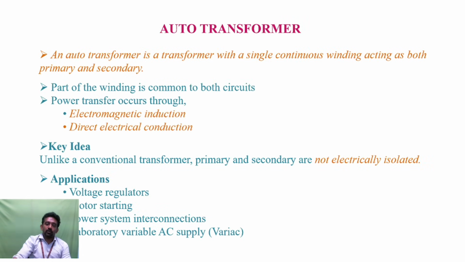Coming to the auto transformer, an auto transformer is a transformer with a single continuous winding acting as both primary and secondary. The key idea is that, unlike a conventional transformer, the primary and secondary are not electrically isolated. In a conventional transformer the primary winding and the secondary winding are isolated, but in the auto transformer they are not. It is used for voltage regulation, starting of induction motors, power system interconnections, and variable AC supply in laboratories.